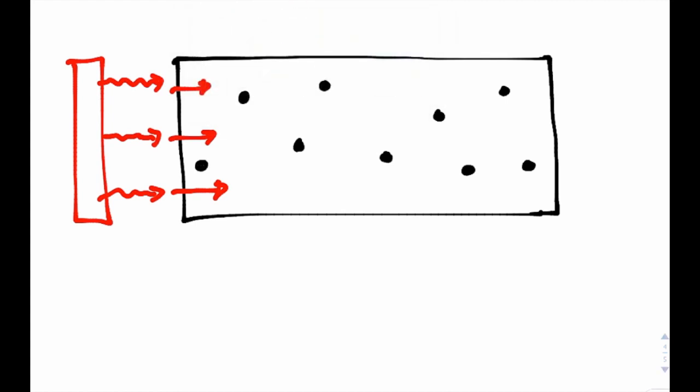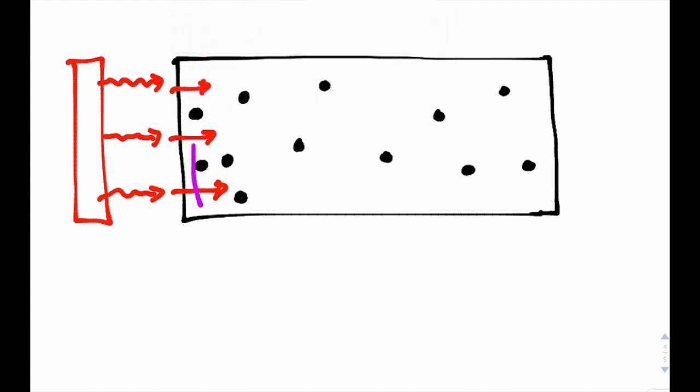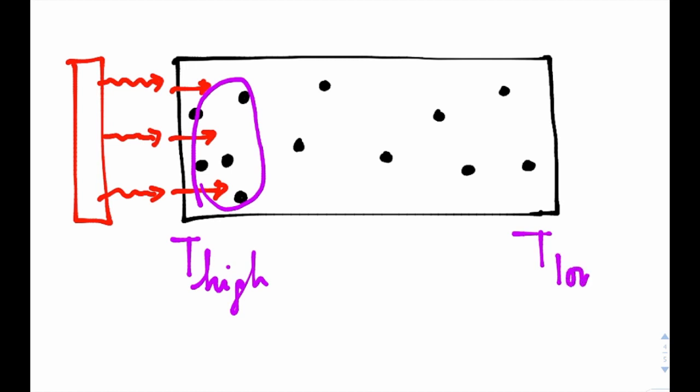What's going to happen is that the molecules closer to the walls of the box will be the first ones to absorb this energy. So right at this point, the velocity of these molecules will be more. So these molecules will be a lot more energetic than the molecules on the right side. Okay, so let's call this the high temperature side, and let's call this the low temperature side.